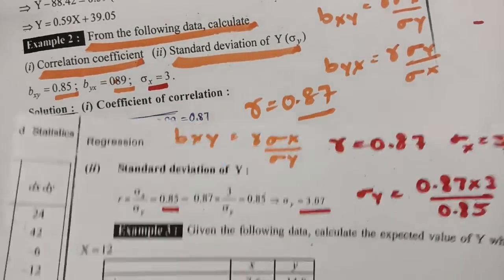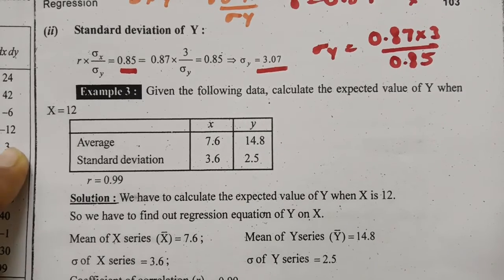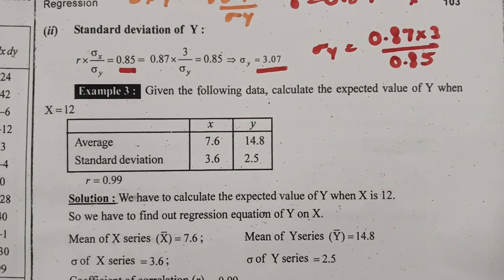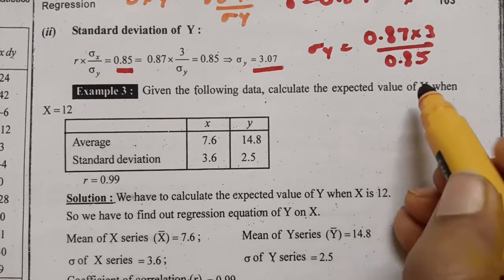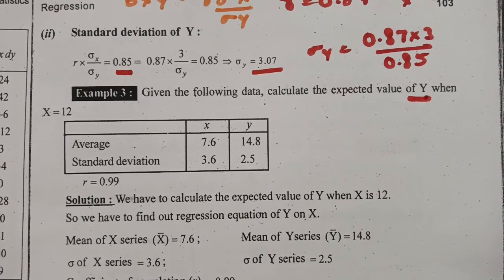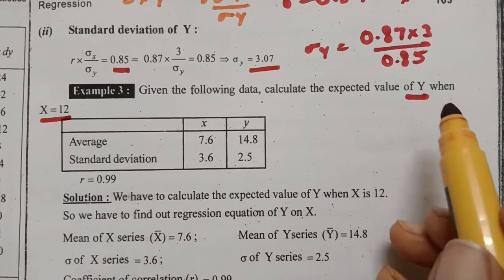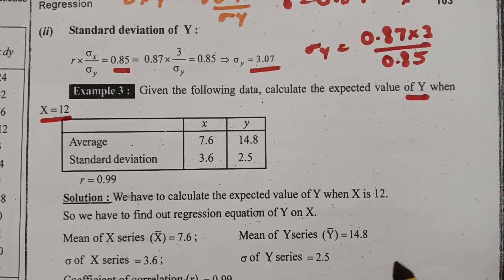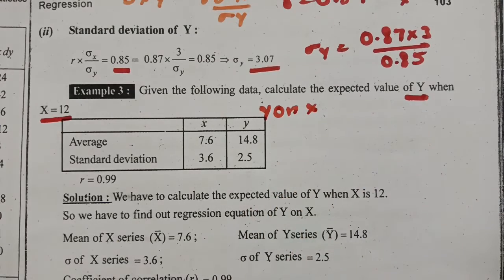And the next question here is, given the following data, calculate the expected value of y. We have to calculate the expected value of y when the x value is given as 12. When x is given, we have to calculate y. So we have to find the regression equation of y on x. So this is y on x.